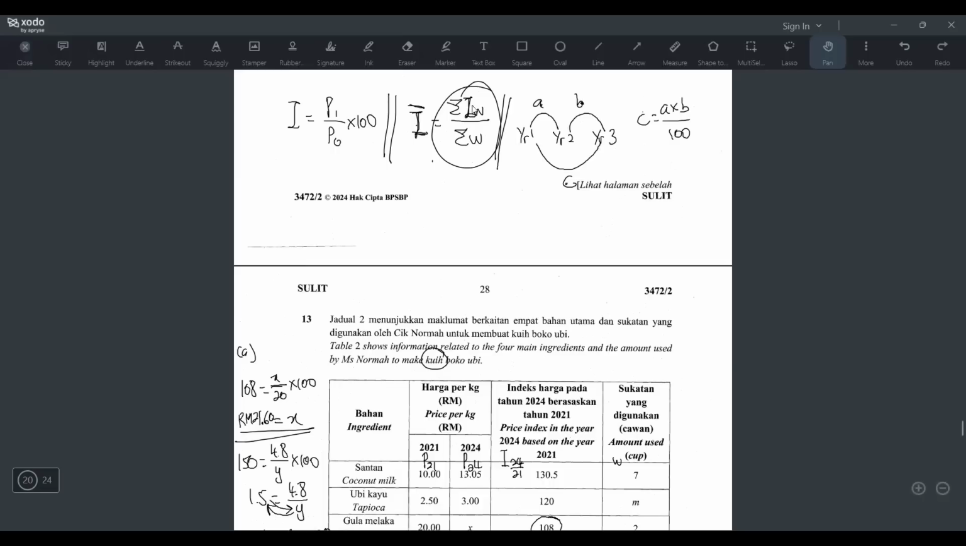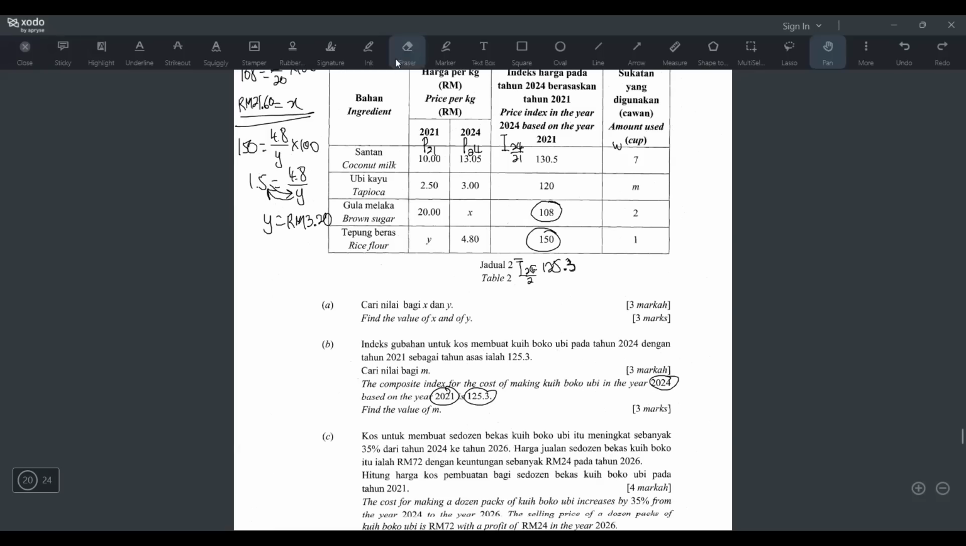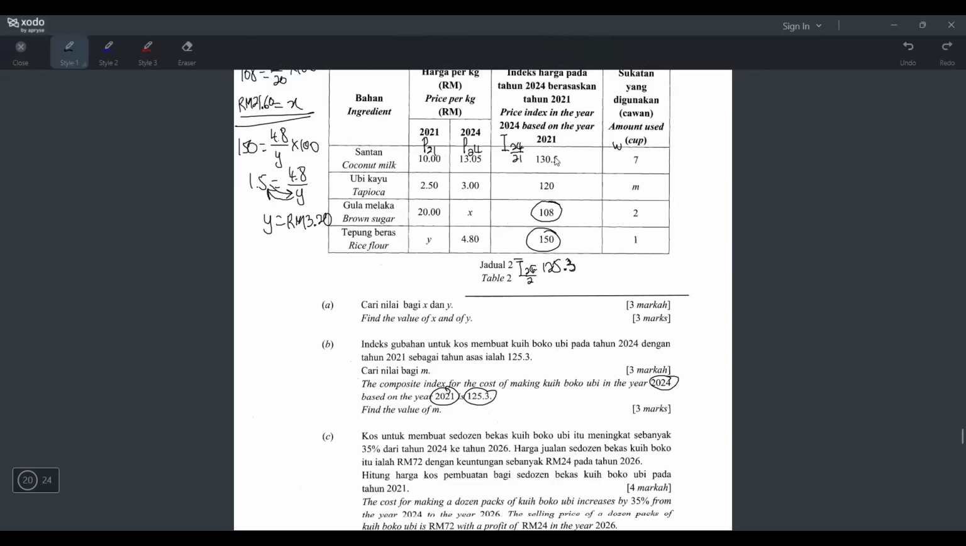So what's the formula? Take the price index times the weightage and then divide by the total weightage. So I will draw a line, and on top of this line I will write down all the I times weightage. I will start with the first one, 130.5 times the weightage 7, plus 120 times M, plus 108 times 2, plus 150 times 1, and then everything divided by the total weightage, 7 plus M plus 2 plus 1. And then the whole thing equals 125.3. And now you can find M.